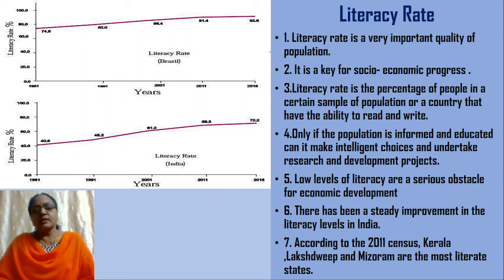So, what is literacy then? Literacy is the ability of a person to read and write. Literacy rate, in other words, is the percentage of people in a certain sample of population or a country that have the ability to read and write. Of course, you might have known the importance of literacy, for only if the population is literate will it be informed, will it be educated. So, being informed and educated helps you to make intelligent choices and undertake research and development projects.